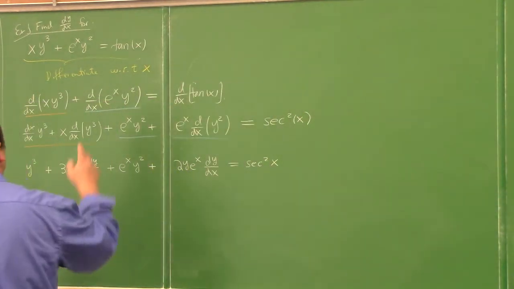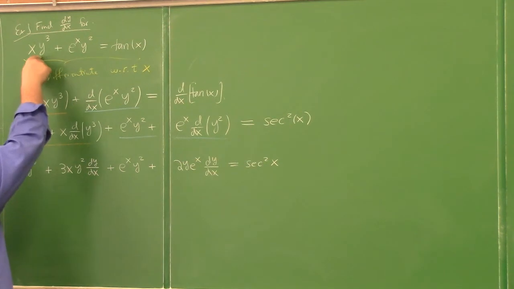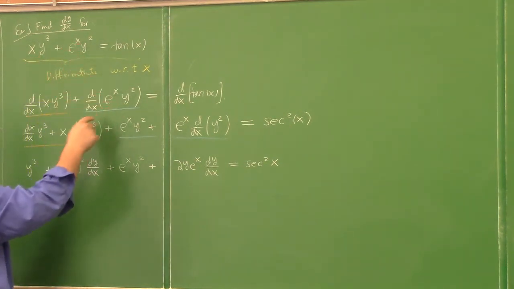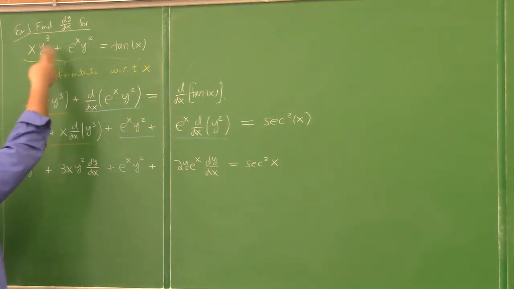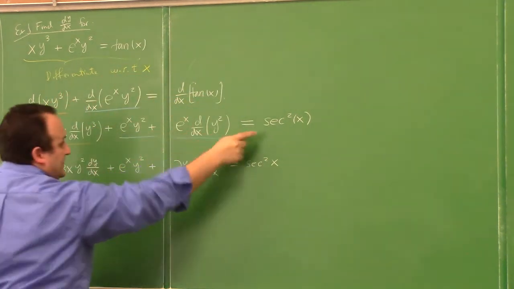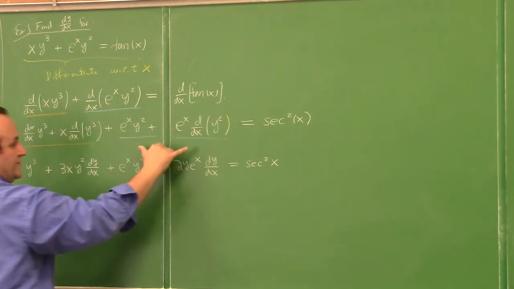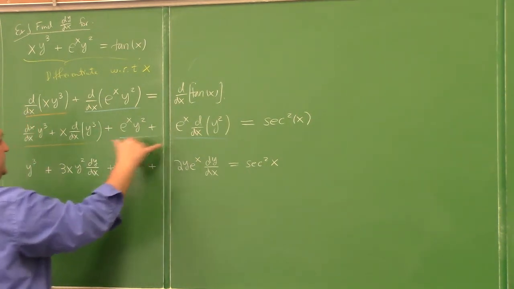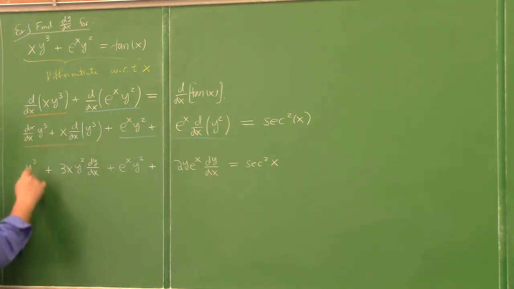Right. So we differentiated this with respect to x. We have product rule for that, product rule for this. We added the derivatives because it's a sum. Derivative of tangent, secant squared. This term gives me the product rule. The product rule gives me those two terms by that one.